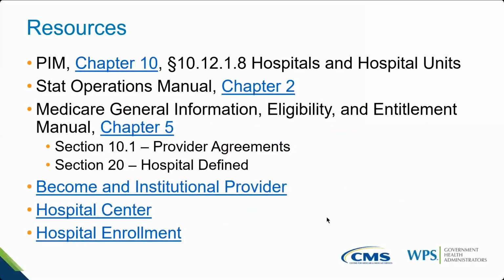To wrap up before questions, I have included some additional resources for you. I did include a link to the PIM, chapter 10 for hospitals and hospital units. I also included, and I apologize, there is a typo on this slide, a link to the State Operations Manual, chapter 2. That is specific to hospitals, and it'll walk you through the certification and survey process, so that you can know what to expect and what they're looking for.